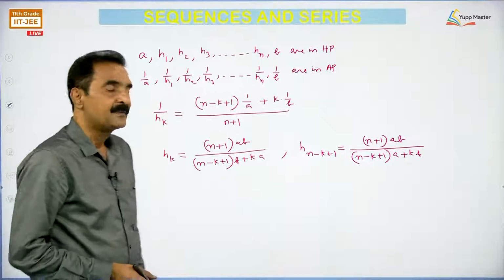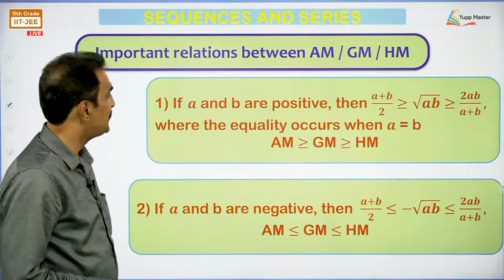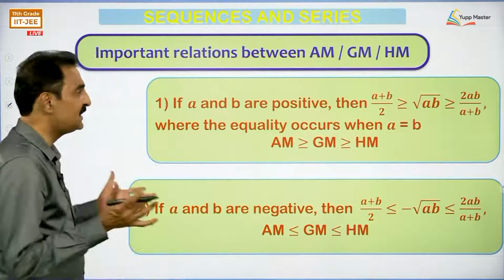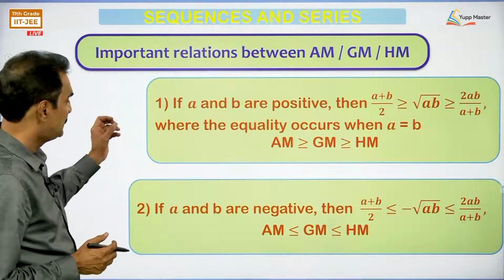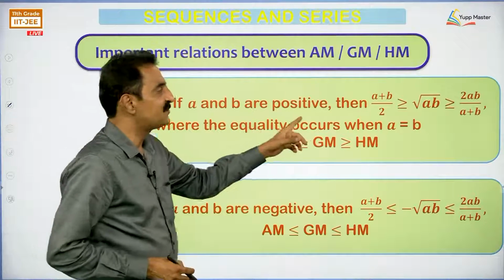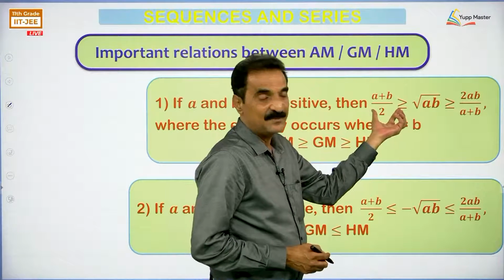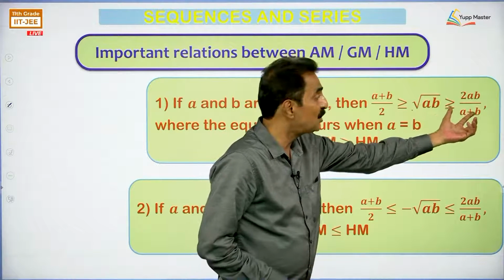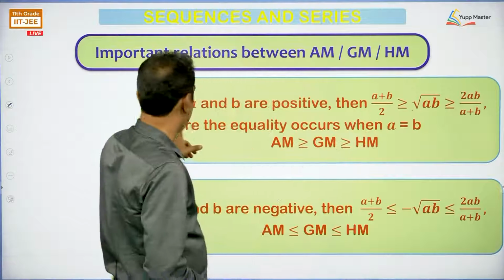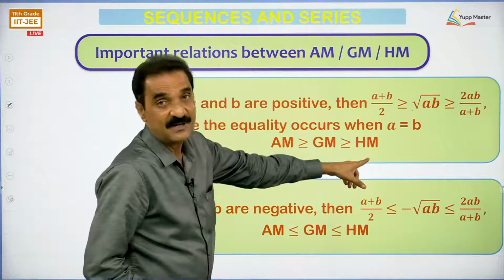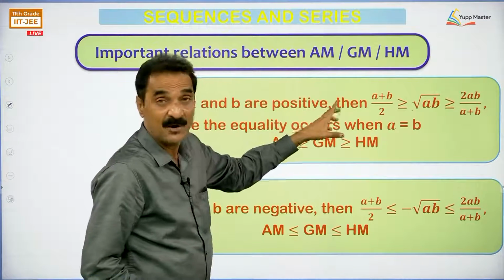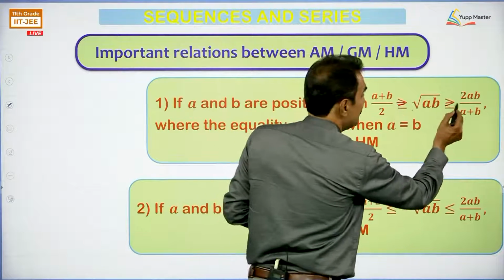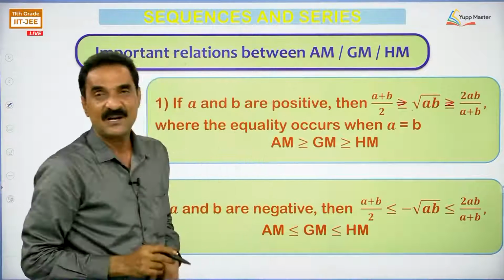Now, let us proceed to the next point. There are some important relations between AM, GM, HM. Quickly let us discuss the relations. If A and B are positive, then A plus B by 2 is the arithmetic mean, that is greater than or equal to the geometric mean root AB, which is greater than or equal to the harmonic mean 2AB by A plus B. Okay, AM is greater than or equal to GM, greater than or equal to HM when A and B are positive. And this equality occurs when the two numbers are equal.